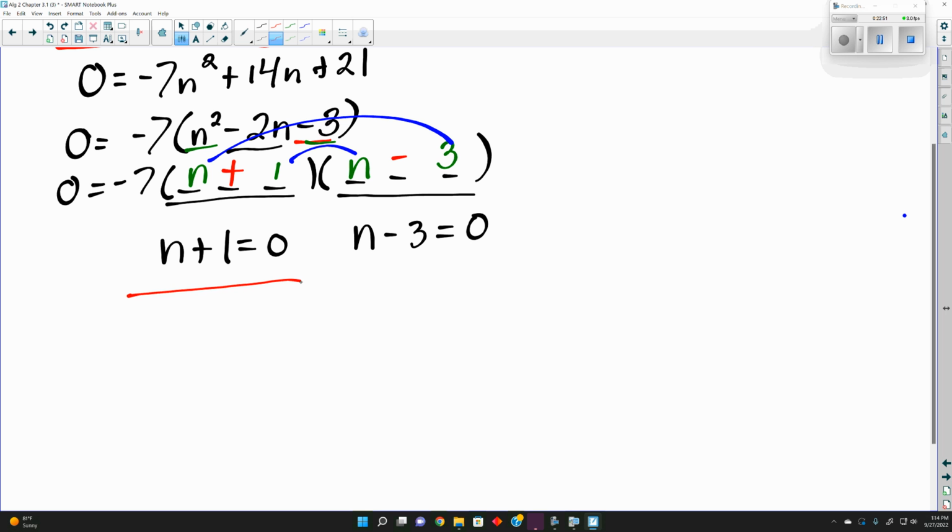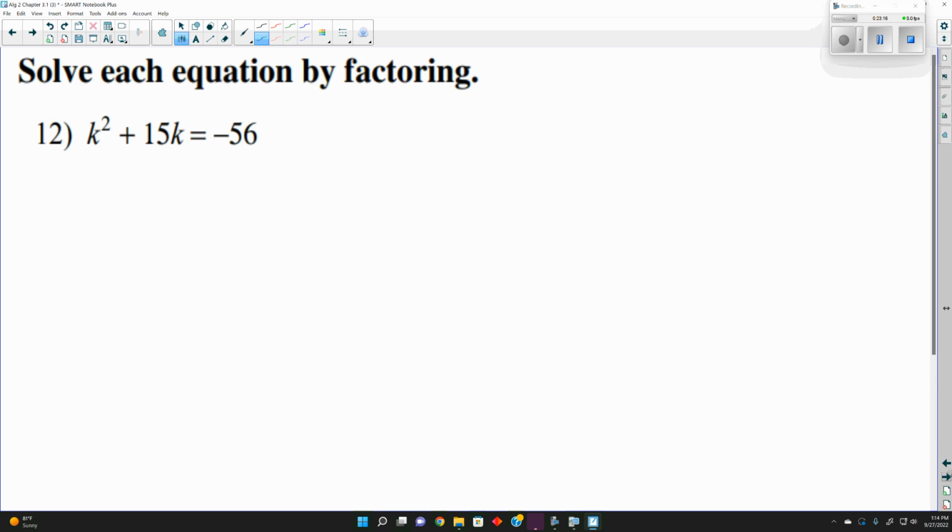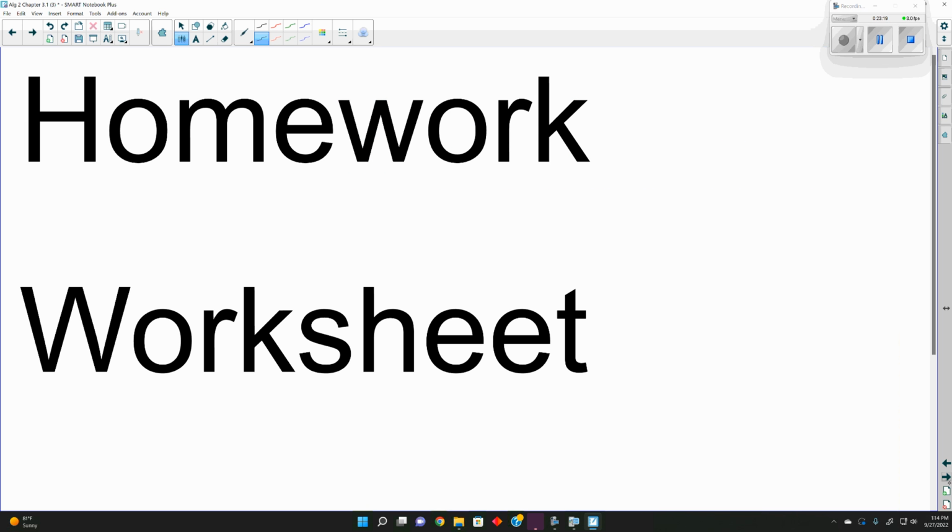For the first one, we can subtract 1 from both sides, telling us n is equal to negative 1. For the other one, we can add 3 to both sides, telling us n is equal to 3. So these here are our 2 answers. Any questions on any of this here? And that's it. So your homework is going to be a worksheet.